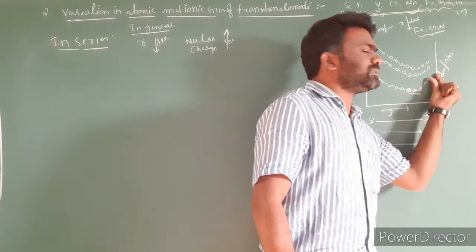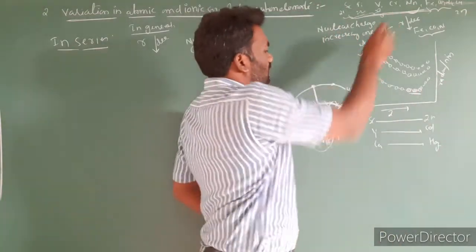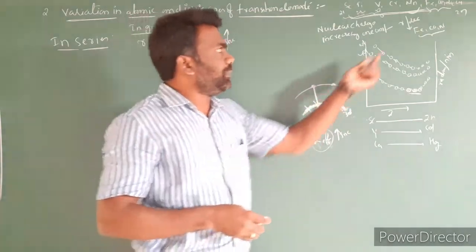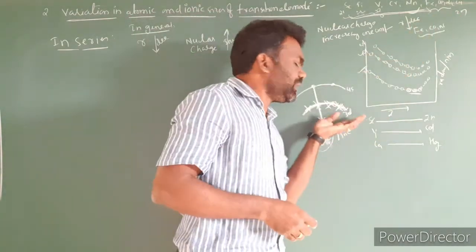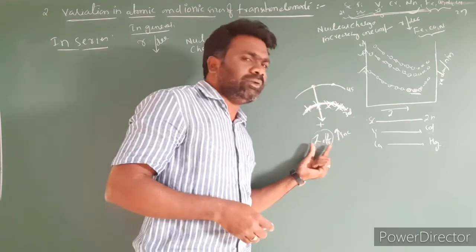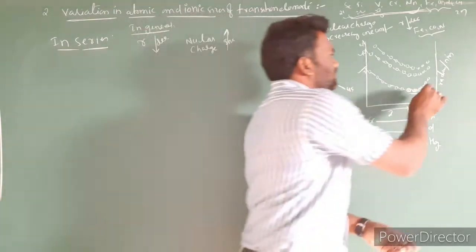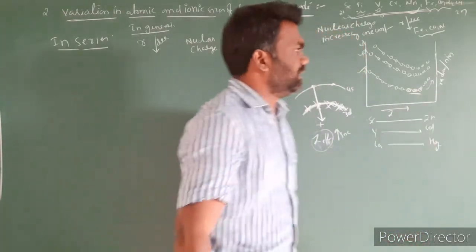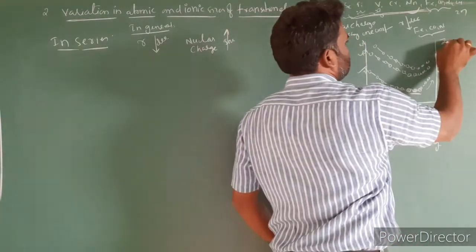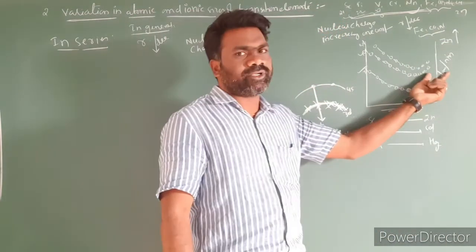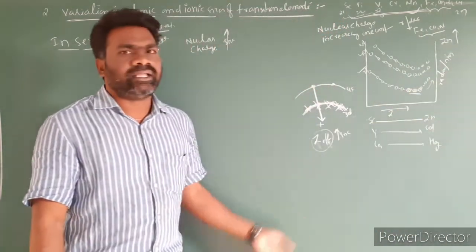Then from here onwards the size increases. Again, more electrons are added, two more electrons. Here the repulsion is more than the nuclear charge, and as a result the size increases, especially in the case of zinc. Zinc's size increases; at the end, the size is larger because the repulsion is greater than the attraction.